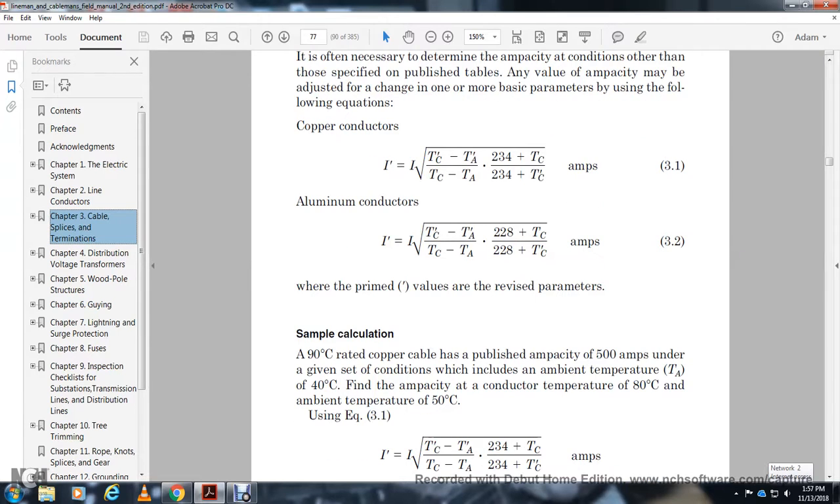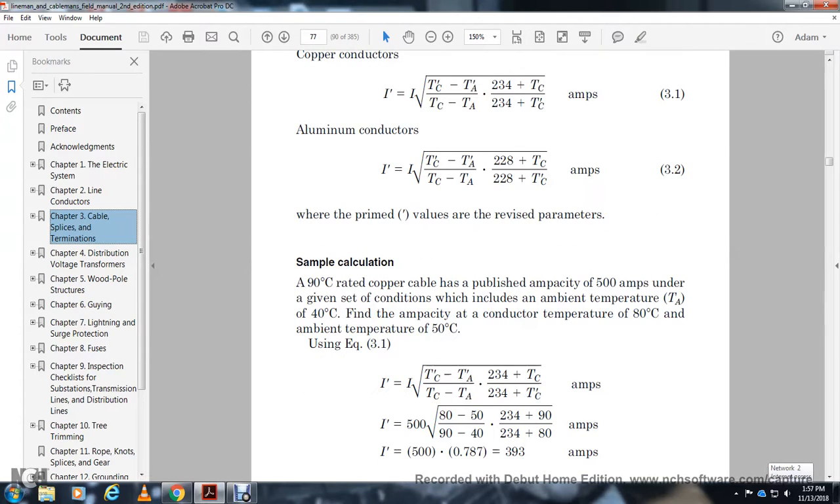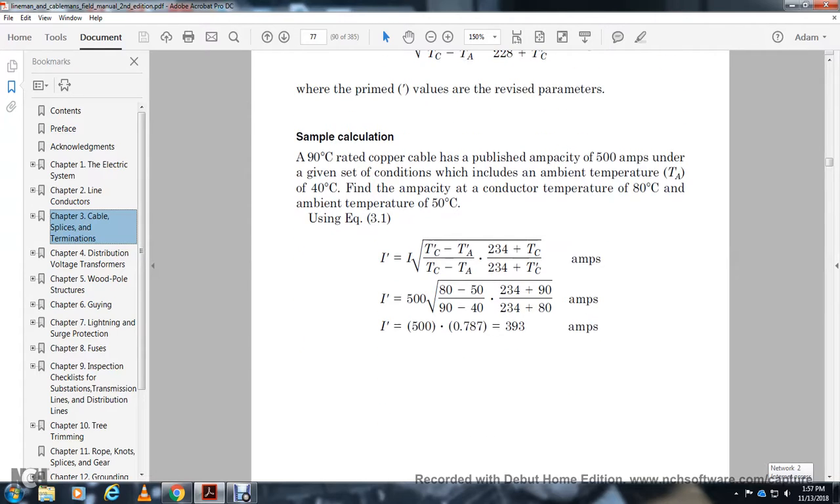Sample correction: a 90 degrees Celsius rated copper cable with a published ampacity of 500 amps, with the ambient temperature at 40 degrees Celsius. Find the ampacity at a cable temperature of 80 degrees Celsius and an ambient temperature of 50 degrees Celsius. You get amps prime equal to 500 times the square root of 80 minus 50 over 90 minus 40, times 234 plus 90 over 234 plus 80. You get 500 times 0.787, which is 393 amps.